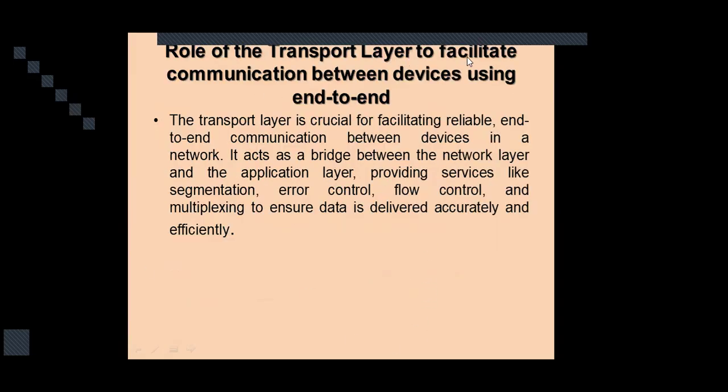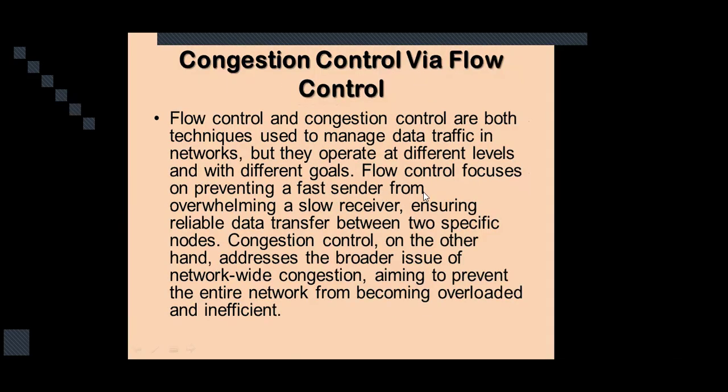Then we have the role of the transport layer in facilitating communication between devices. The application layer provides services to the transport layer, which handles segmentation, error control, and flow control, and acts as a bridge between the network and application layers. Then we have congestion control and flow control. Flow and congestion control are both techniques used to manage network traffic. Flow control focuses on preventing a faster sender from overwhelming a slow receiver, ensuring data transfer between specific nodes.